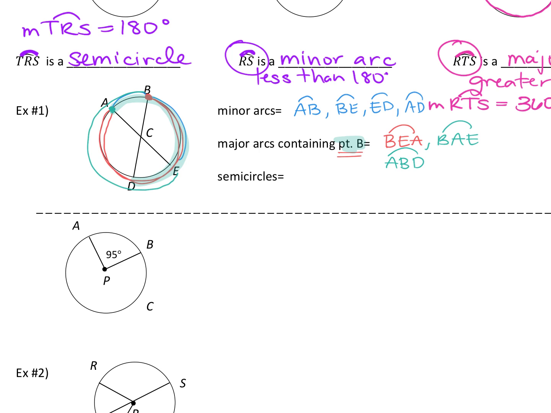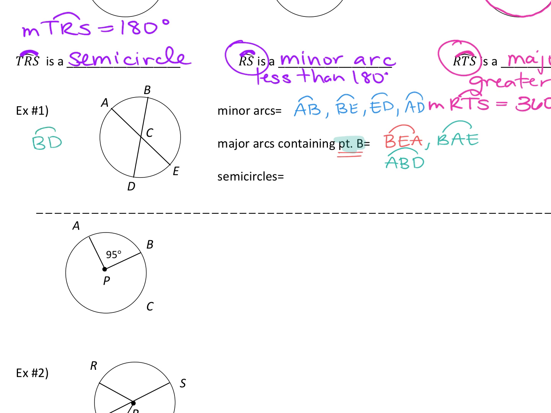Semicircles. How many letters do you need to name a semicircle? You need 3. Okay, but why do you need 3? So it's not a minor arc. Yeah, minor arcs are going to have 2. There's another reason. Like, why can I not right now say that my semicircle is BD? That's just a diameter. Okay, so you could think of it as a segment, but what if I wrote it like this?